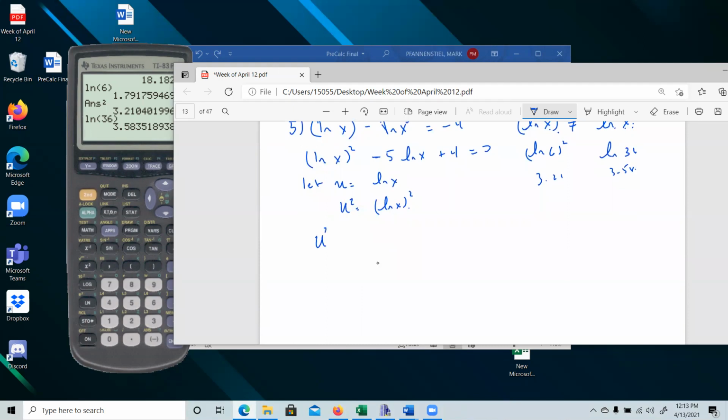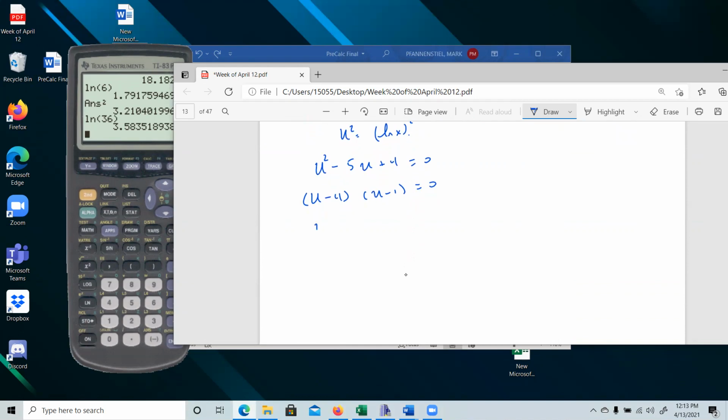So we have u squared minus 5u plus 4 is equal to 0. I'll bet I could factor this. That's going to give me a positive 4. It's going to be minus 1, minus 4 is minus 5. So we have u is equal to 4, or u is equal to 1. What was u? Well, u is the natural log of x, wasn't it?